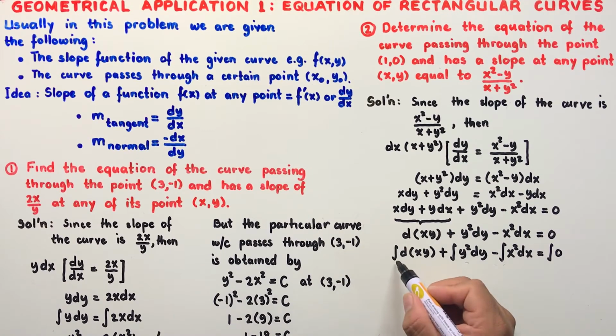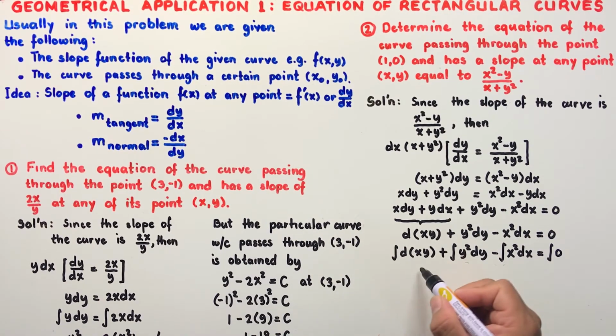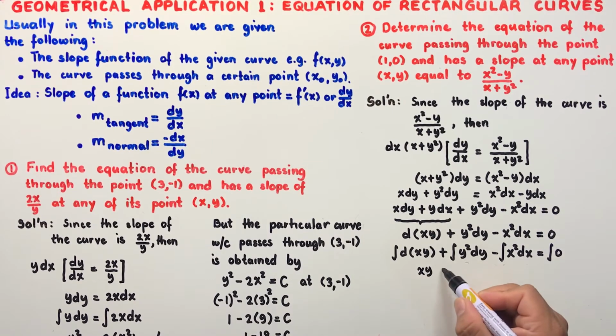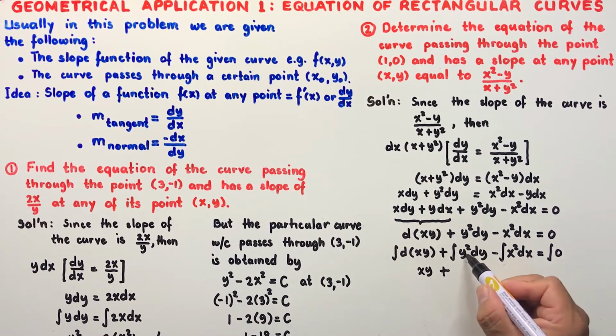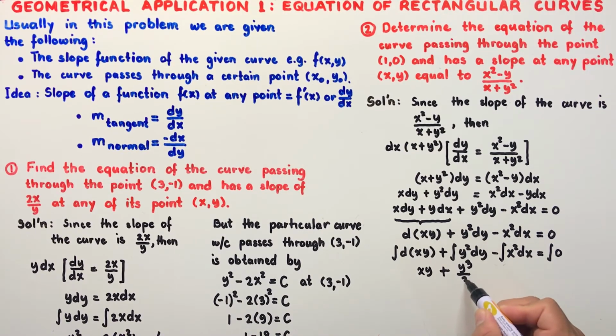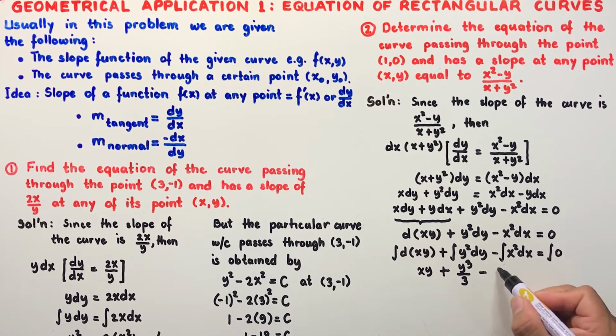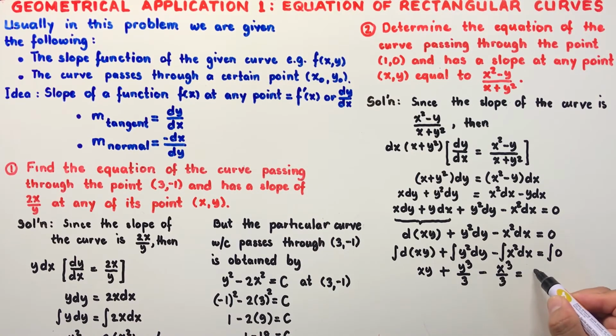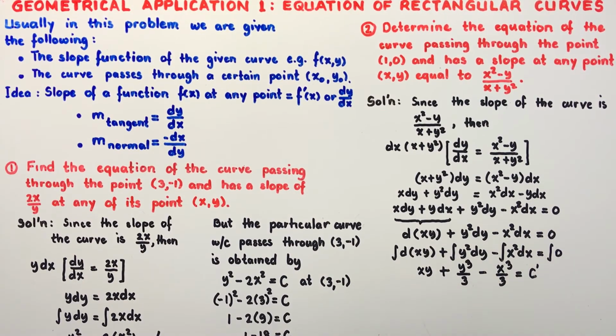We know that the integral of the differential of the product of x and y is just xy, and the integral of y squared is y cubed over 3. Also the integral of x squared is x cubed over 3, which is equal to the constant of integration c prime.